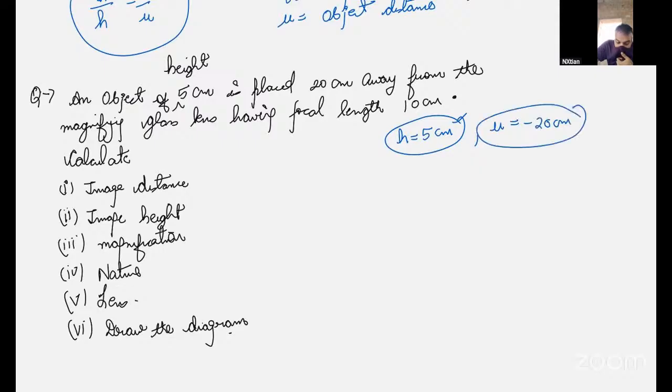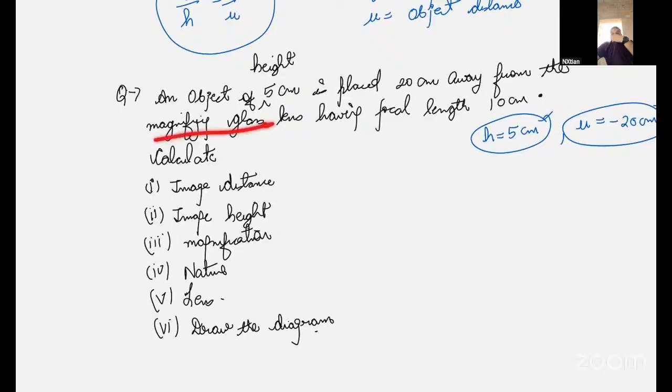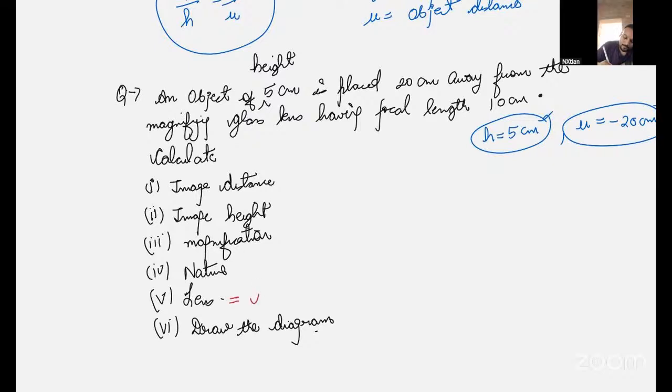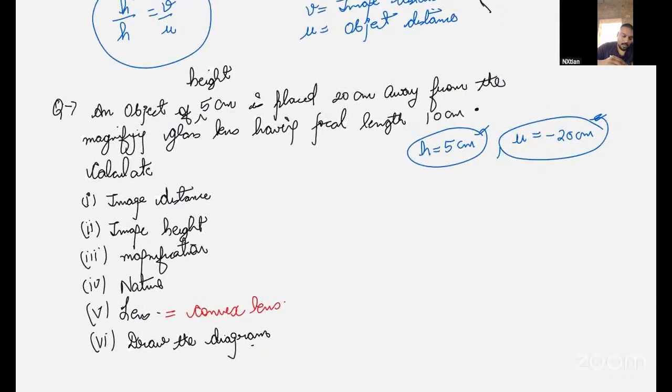Now it's a magnifying glass. Yes, it's a magnifying glass, no? So if it is a magnifying glass, which lens is this? Convex, correct? So we got that this lens is convex lens. Okay, did you understand? And now the focal length in the convex lens, what is the focal length? Positive or negative? Christiana will tell me.